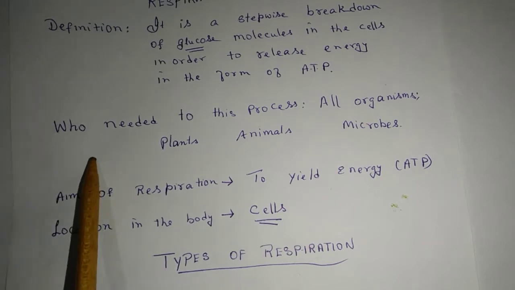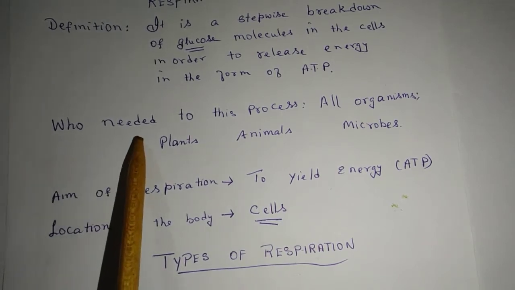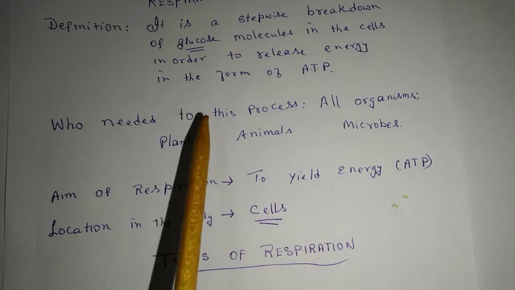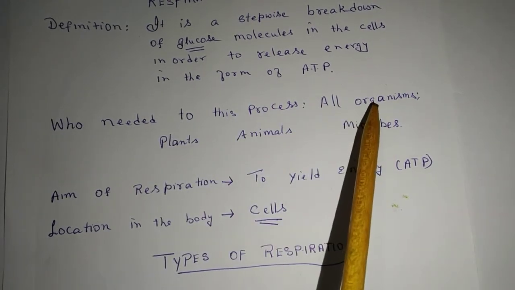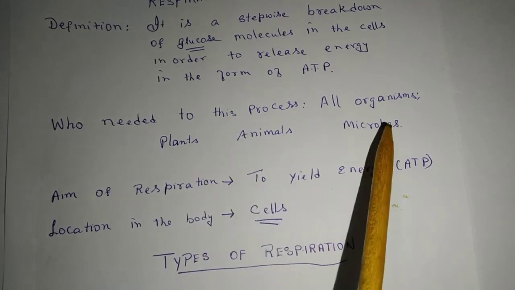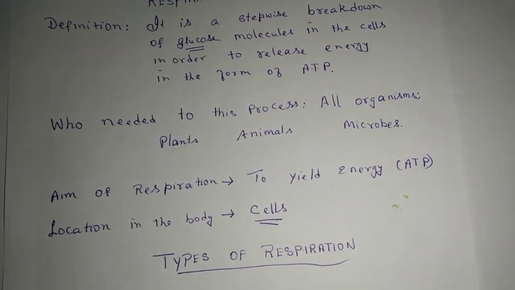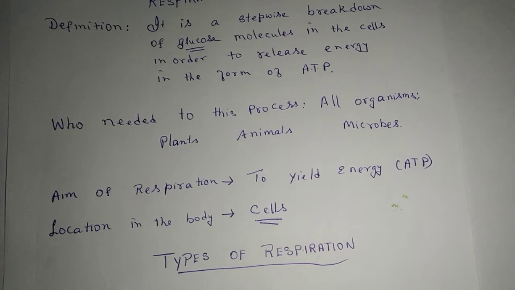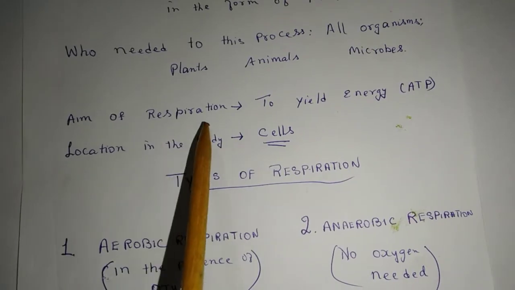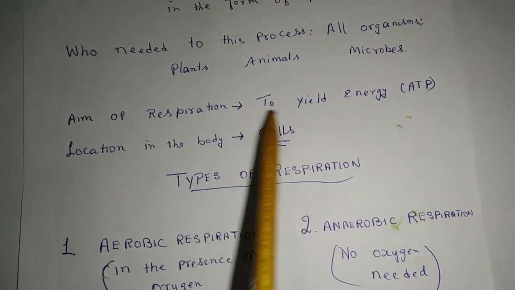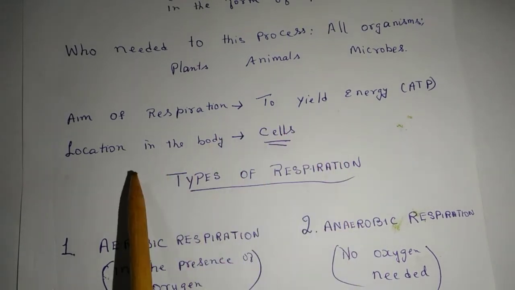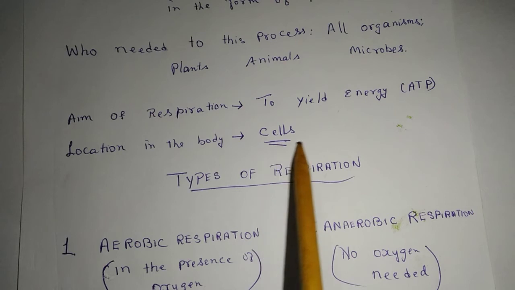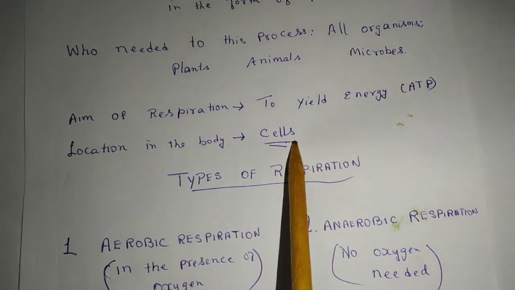Now you might wonder which organisms are required to do this process. Of course, every organism, whether plants, animals, or microorganisms, needs to respire, because everybody needs energy. The main aim of the process of respiration is to produce energy. And remember, the process of respiration takes place inside the cells.